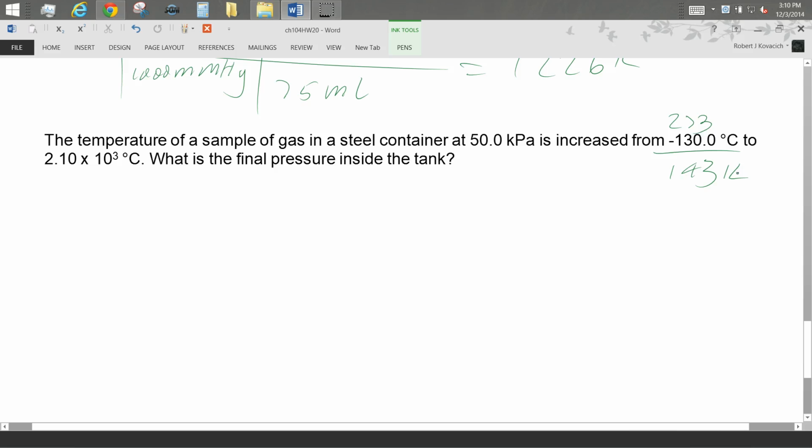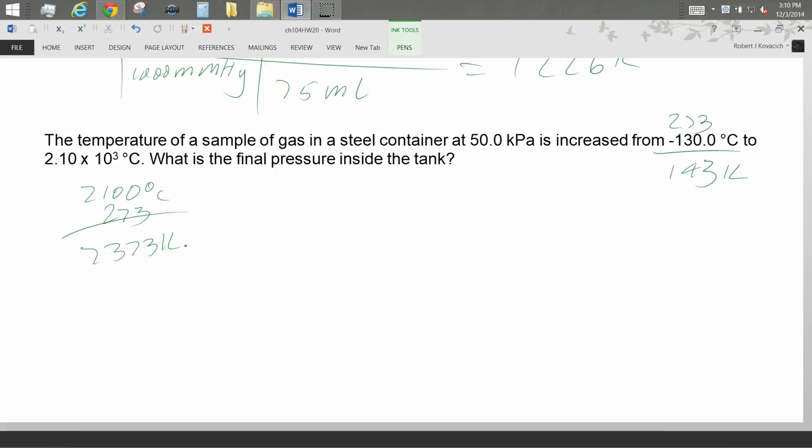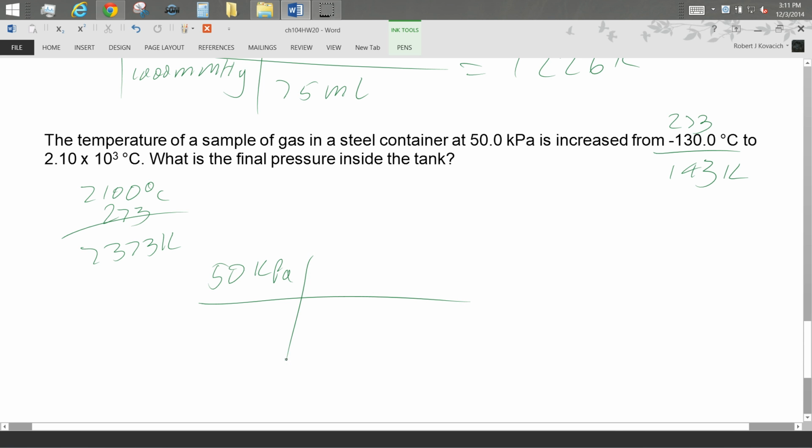So 143 K, and over here this is 2100 degrees Celsius. Are we good with that? And then plus 273, so 2373 K. Awesome. So it's 50 kilopascals, and I want to know what the new pressure inside the tank is. So it's 50 kilopascals. And what did the temperature do? It skyrocketed. So what would that do to pressure?